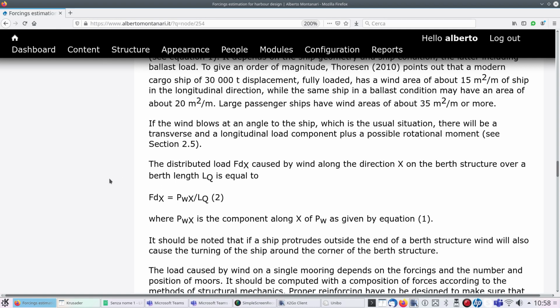We also have to take into account that we are assuming the moorings are able to distribute the load uniformly, which actually has to be verified. It has to be verified by looking at the load that each mooring is getting. And in order to get the load of each mooring, we need to know the displacement of the moorings, and also if there is a rotational moment.